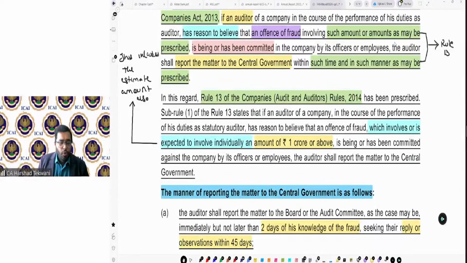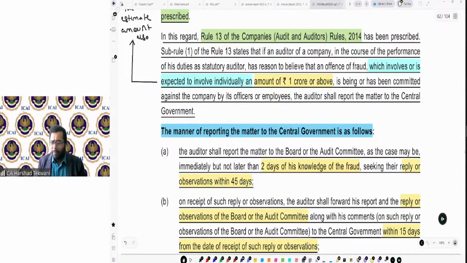Now, the question is, who is covered under board of directors or audit committee? Board of directors and audit committee involve the board and the committee members, not the officers or employees who are involved in the fraud, for sure. In case of a private limited company, the board will be the directors of the company. In an OPC, if the person involved is the sole director or the shareholder, then any other authority over and above him having a responsibility of governance; if no one is there, then directly we need to report to the central government.